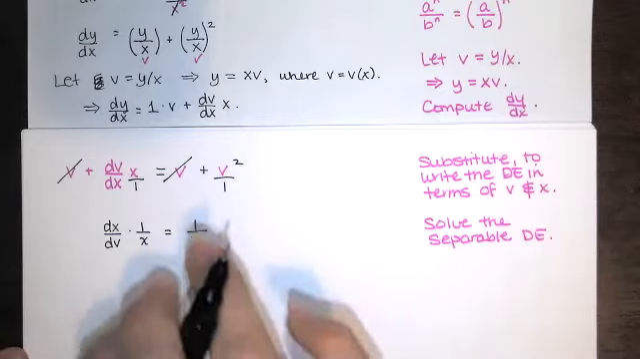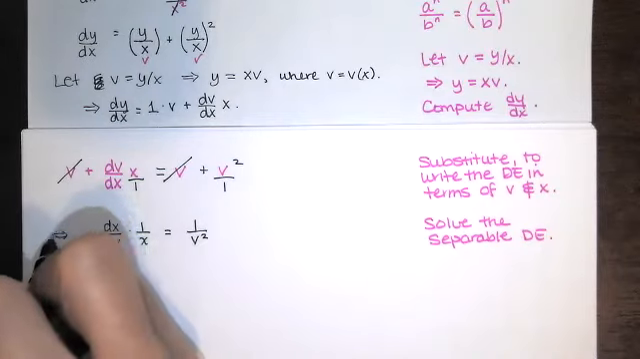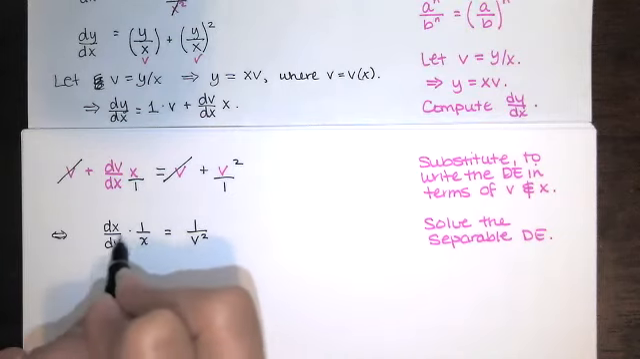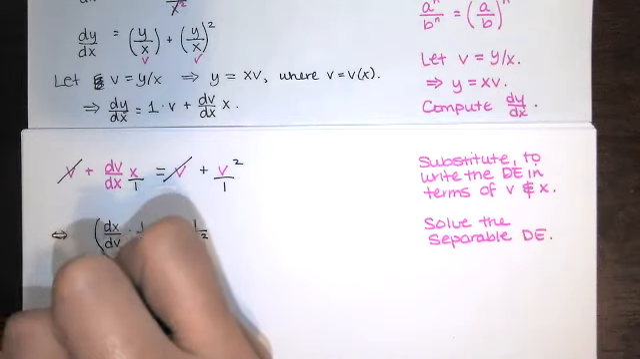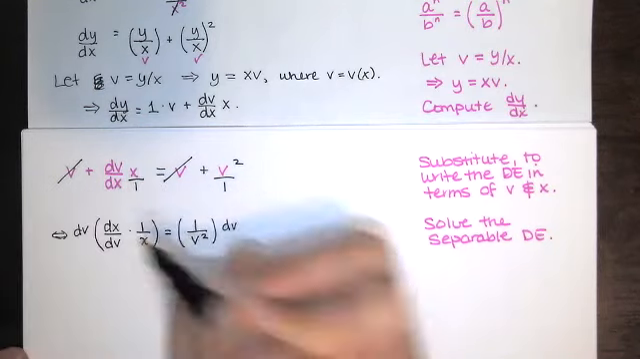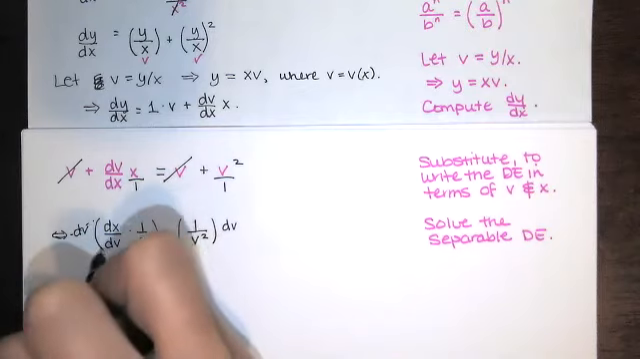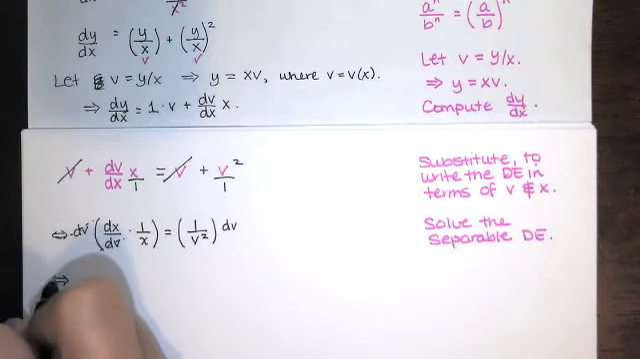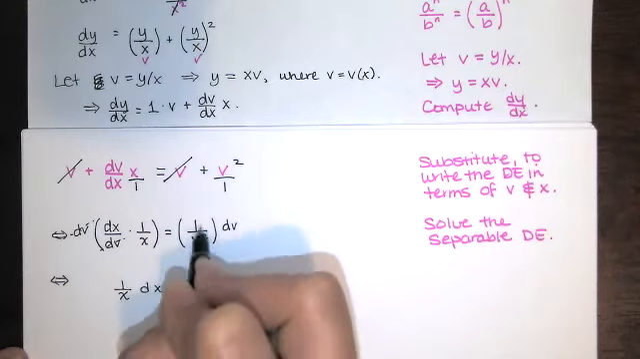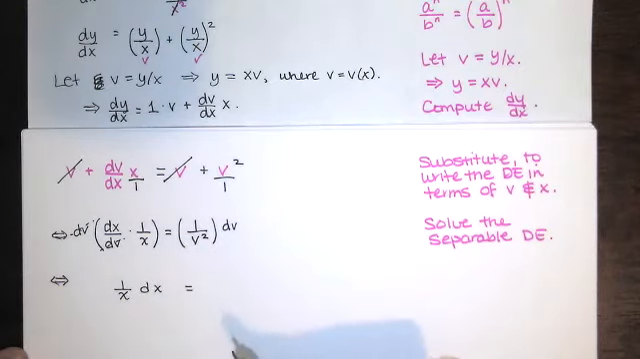So we're here. We flip the numerator and denominator. And now I've got a 1 over x times dx on this side, and I need that dv on this side. So I'll multiply both sides by dv. And then these guys cancel out. And we get 1 over x dx over here equals 1 over v squared times dv.